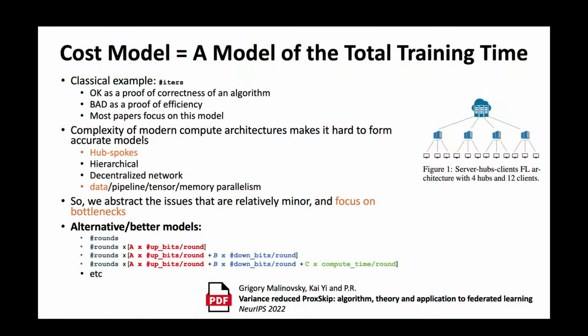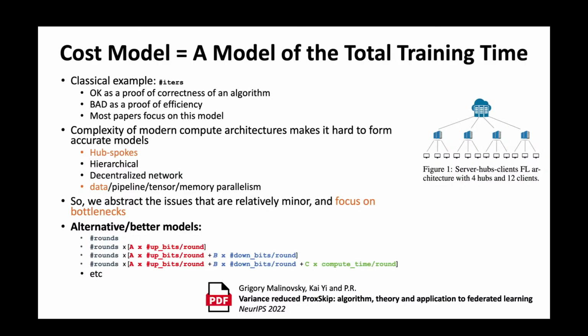Okay, so I'll talk about it right now. A cost model is some sort of a model of the total training time. So let's say the total training time is what matters. You may question even this. It may be the cost of the training process or whatever, but let's say training time is what matters.